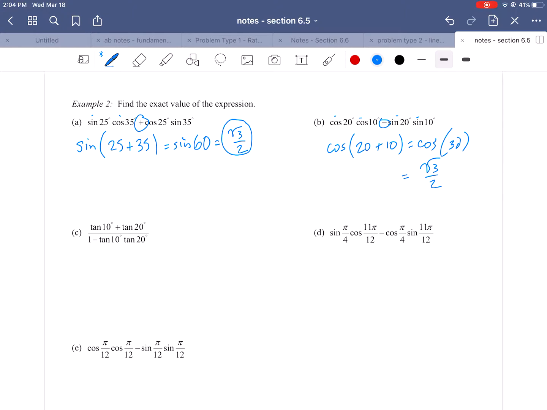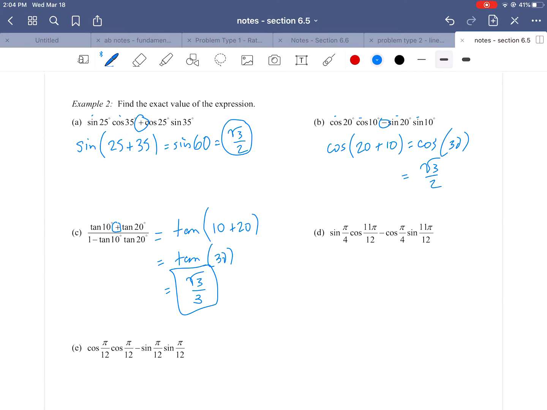So on letter C, very straightforward. We know clearly this is a tangent formula because it involves tangents, and it's the sine in the numerator that you're looking at to see which sign this is going to be. So because that's a plus up there in the top, this is going to be 10 plus 20, which is going to be tangent of 30, which is the square root of 3 over 3.